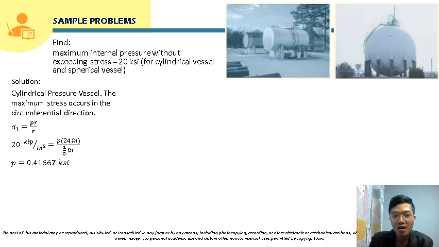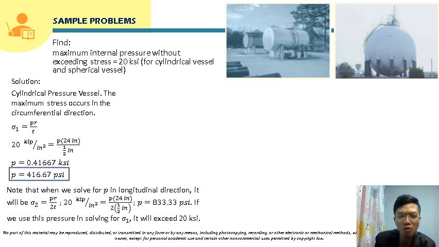0.41667 ksi. Okay, so pressure will also have the same unit as stress. Pressure is also force over area, so that will also be ksi. So this will now be the pressure for the circumferential direction. And if you are going to solve for the longitudinal stress, substituting the values into the formula, PR over 2T, it will give us a pressure of 833.33 psi.